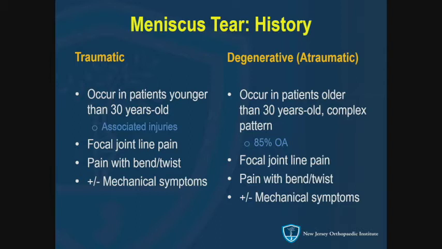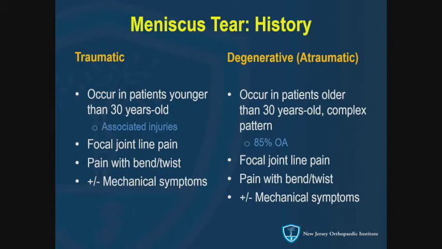So typically when you're looking at a history for a meniscus tear, when you're seeing traumatic meniscus tears, you're generally going to see this in younger patients. You're going to see it in athletes. You're going to have a well-defined incident that causes the injury. The patients will complain of focal joint line pain.